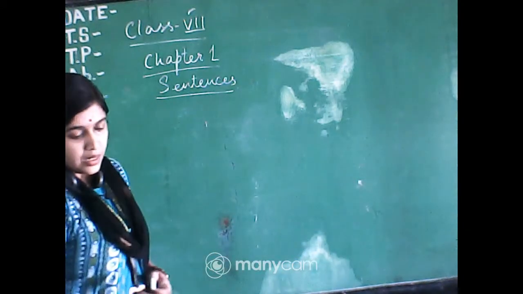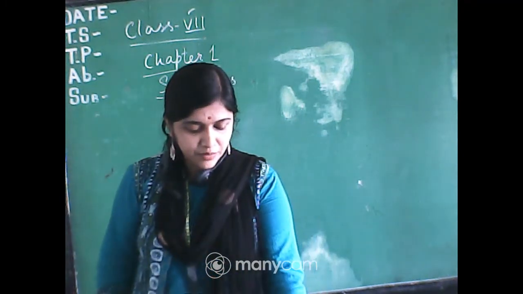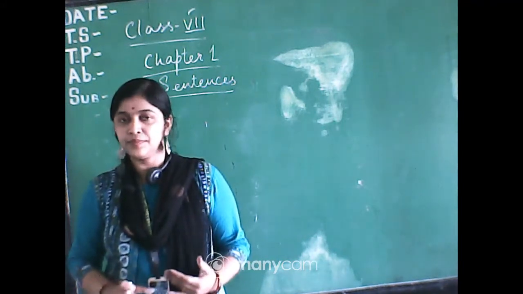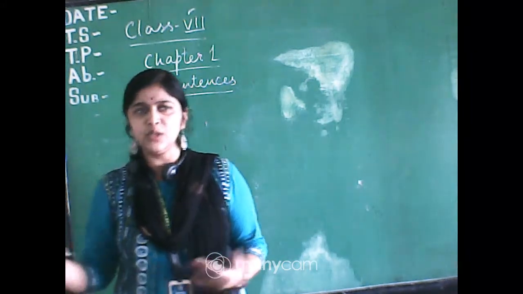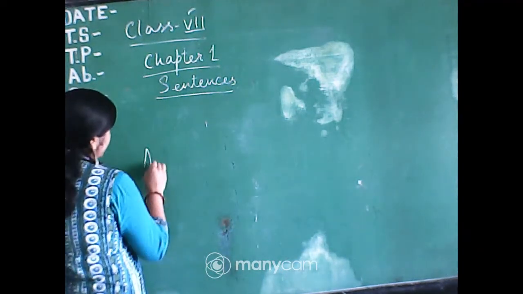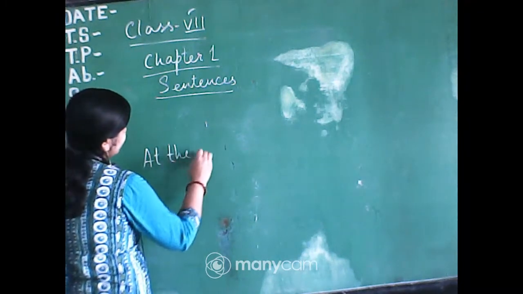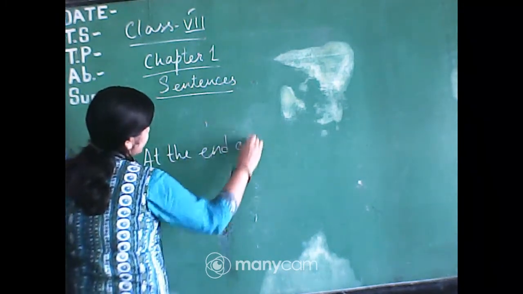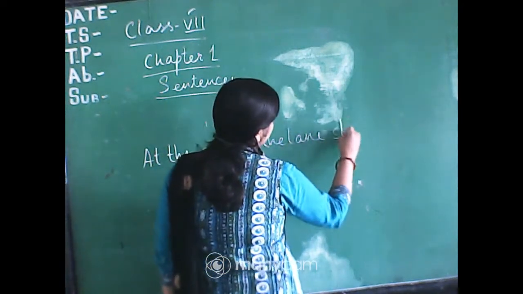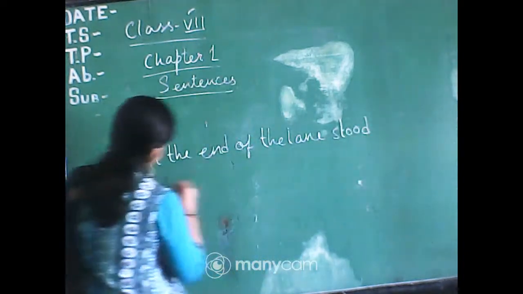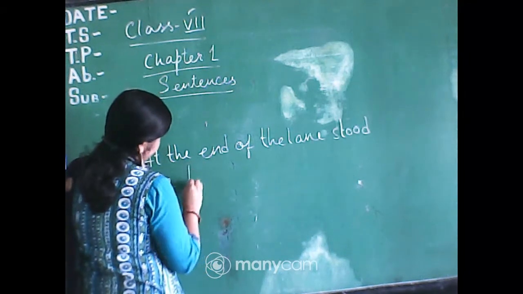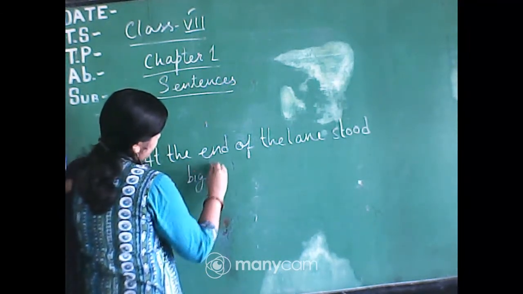Now let us come to this: sometimes the subject may not be at the beginning. It can be at the end of the sentence. So some sentences might have a different kind of subject. At the end of the lane stood the big bungalow.